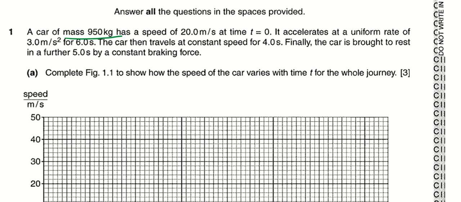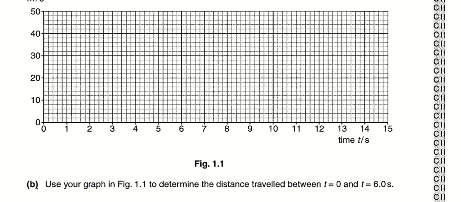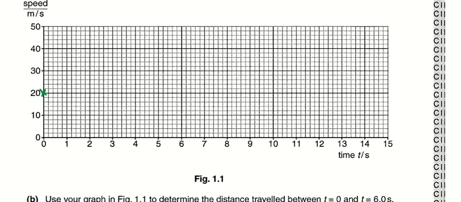A car of mass 950 kg. So this is actually my mass M. Please annotate. It has a speed of 20 meter per second at time equals to 0. That means at the starting time, when time equals to 0, the speed is already 20. So I'll mark it out here in the graph.